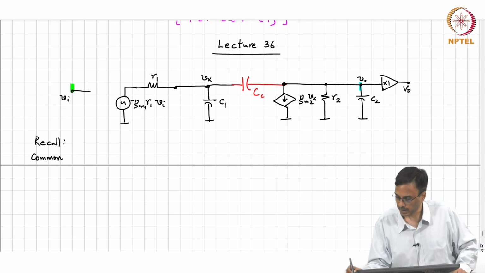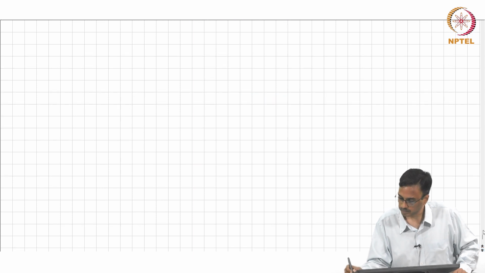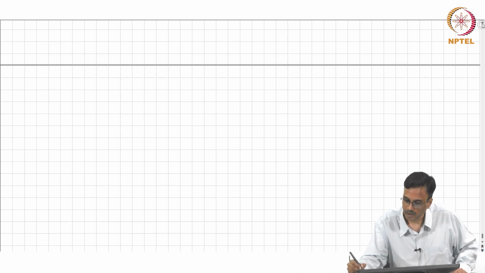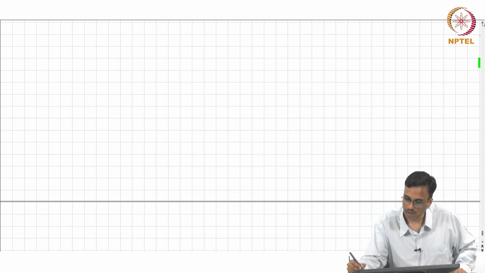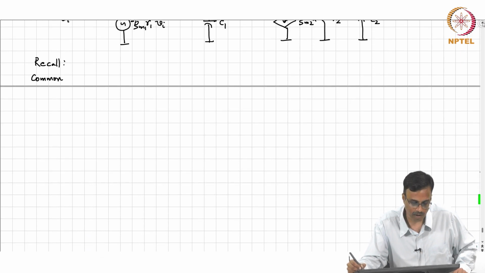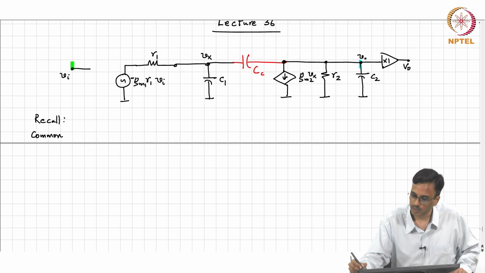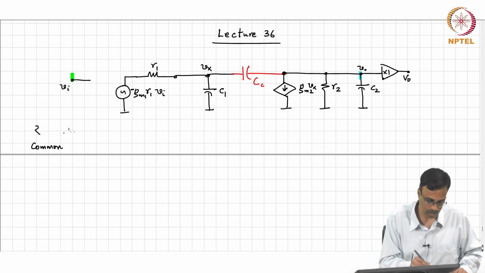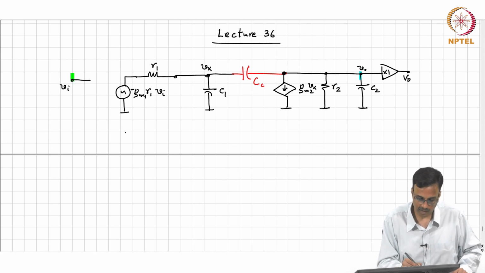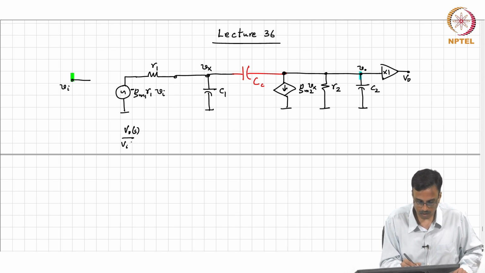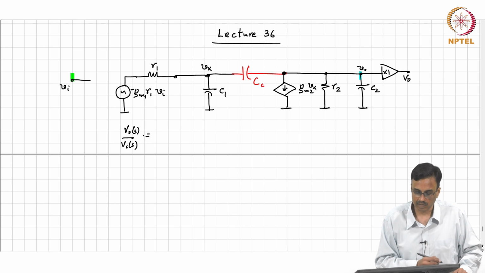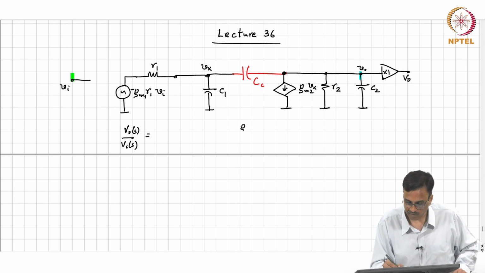In the last class we were looking at the frequency response of a two-stage operational amplifier. This was the small signal equivalent, and we said that Vo by Vi is nothing but the DC gain. What is the DC gain? It is Gm1 R1 times Gm2 R2.